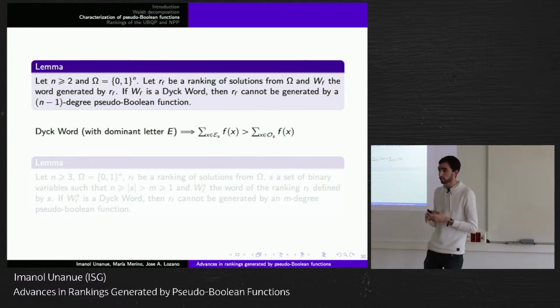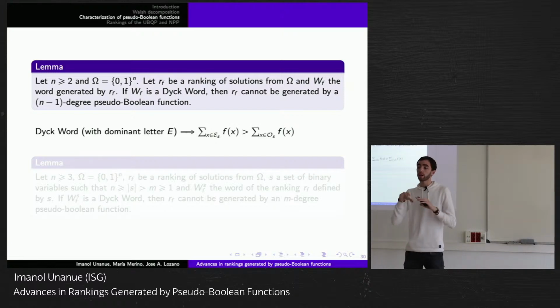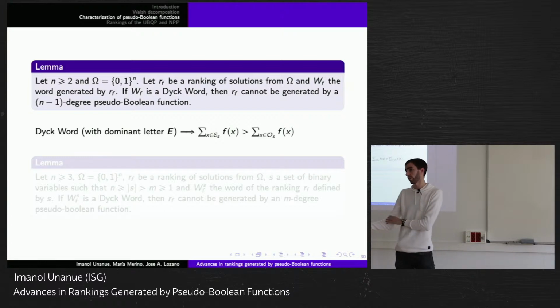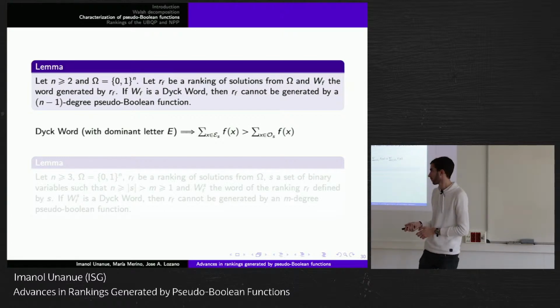The sketch of the proof is very simple. If we have a Dyck word, we can match the letters by pairs, and we can ensure that the quality must be, for example, with the dominant letter being E, we can ensure that the sum of the fitness function values of all the even solutions will be higher than the sum of the fitness function values of all the odd solutions. So that's the idea.